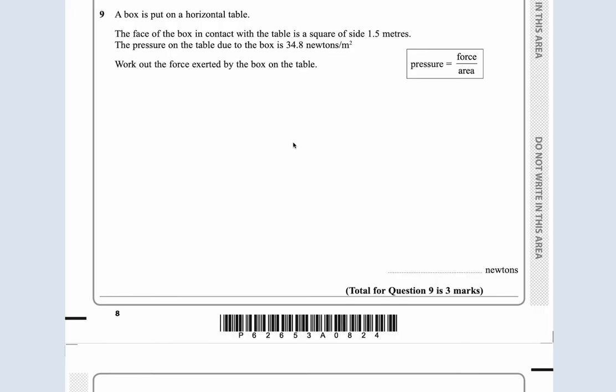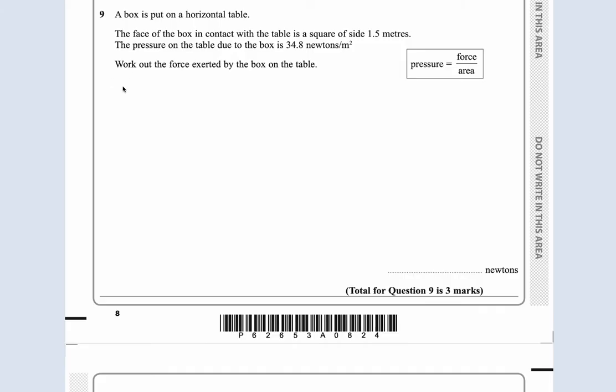Okay, question 9. A box is put on a horizontal table. The face of the box in contact with the table is a square of side 1.5 meters. The pressure on the table due to the box is that. Work out the force exerted by the box. Okay, so guys, they nicely give us the formula. Pressure is force divided by area. Remember, the smaller the area, the higher the pressure, like putting a needle into your arm. It's a very small area, which is why it applies a lot of pressure.